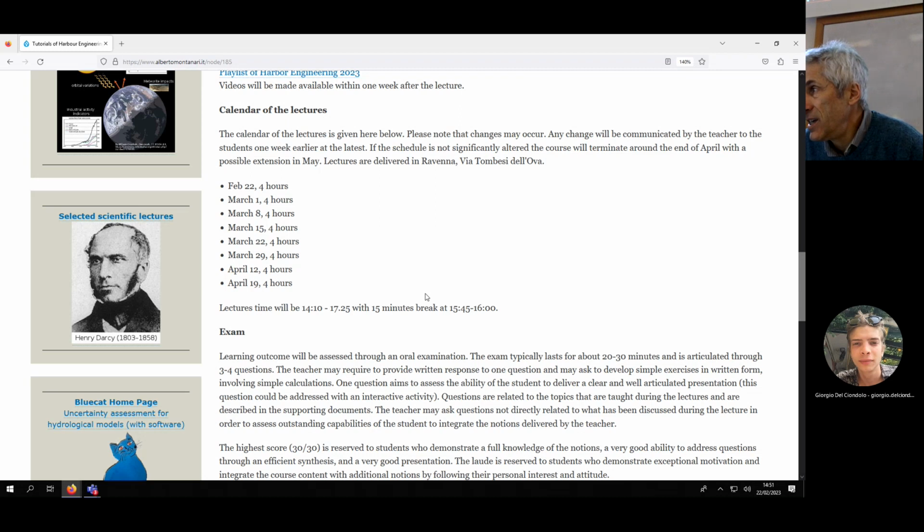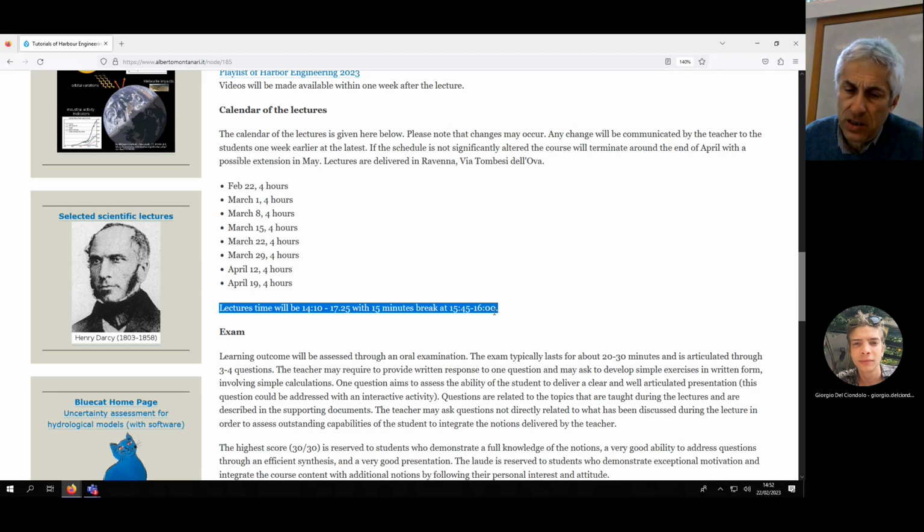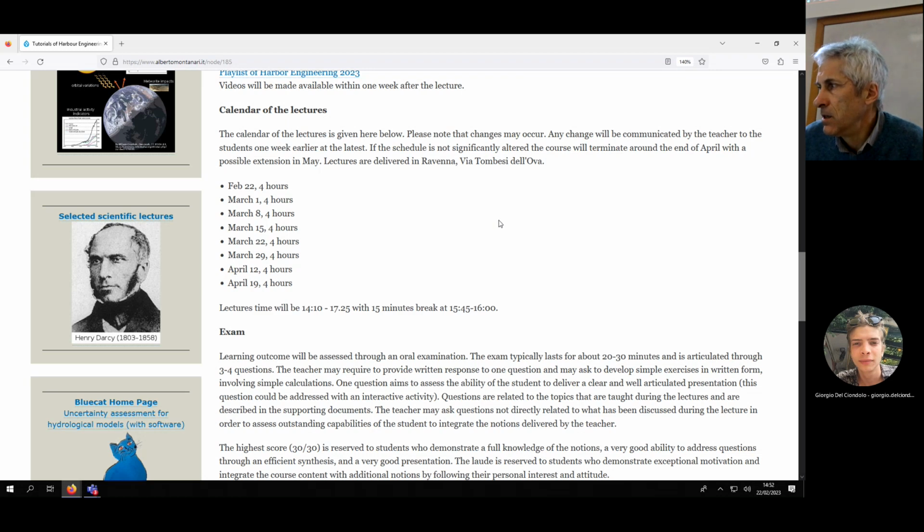If you have any need and would like, for instance, to start before 2, I think I could check if the room is available because it's not a problem. It wouldn't be a problem for me to start at 1:30. Anyway, let's stick to this lecture time. And if you have any need or any proposal for a change, we can discuss it.